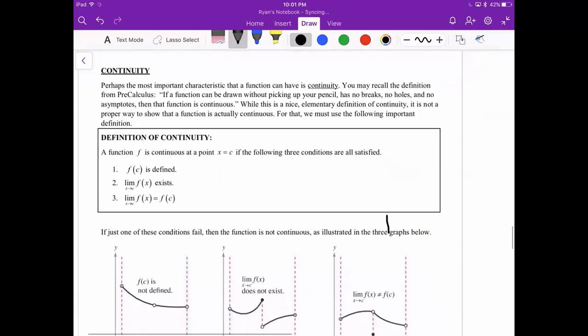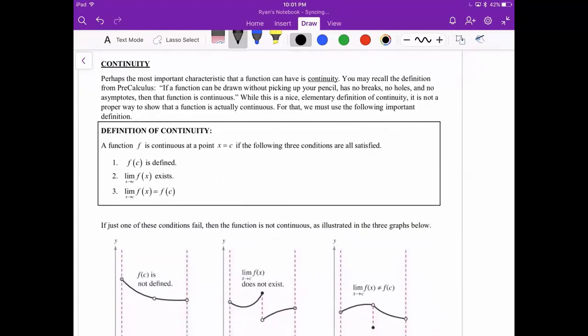Okay, so we're ready to move on now to continuity. That kind of finishes our talk on limits, and now we want to talk about continuity for just a second. You might recall, way in the beginning of pre-calc, you defined continuity as not being able to pick up your pencil if you are drawing the function.